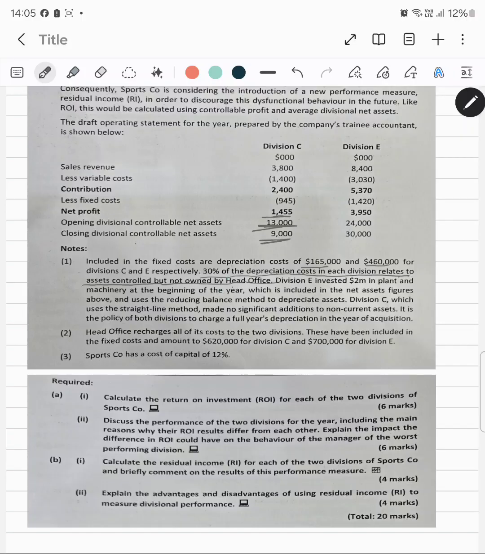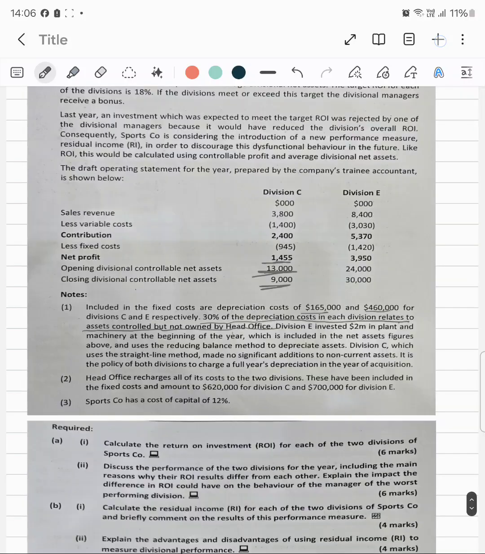So what shall we do? This can be a bit confusing. First of all, we need to decide whether this 30% of the division cost pertains to the division or the head office. I can say that this pertains to the head office only. If it pertains to head office, it should not have been included in this 945 and 1420 balance. If it had not been included, the profit would have been higher, so we need to increase our profit.